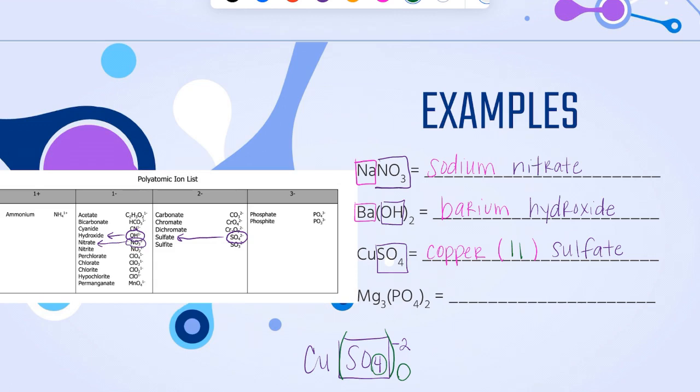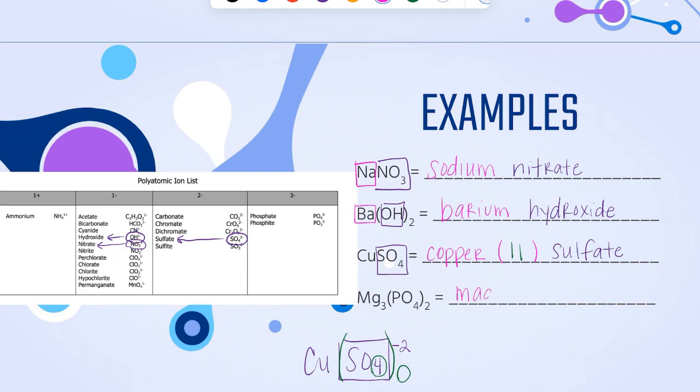Again, we're going to do lots of examples with Roman numerals and our polyatomics, so hold on tight if you're a little confused about that after. Let's go to another example. So here we have Mg. Mg is magnesium. And we want to ask ourselves, is magnesium a transition metal? And it's not, so we don't need to worry about Roman numerals. So we can just go straight to what is this PO4? All right, and this PO4, if we take a look at our list, PO4 is called phosphate.